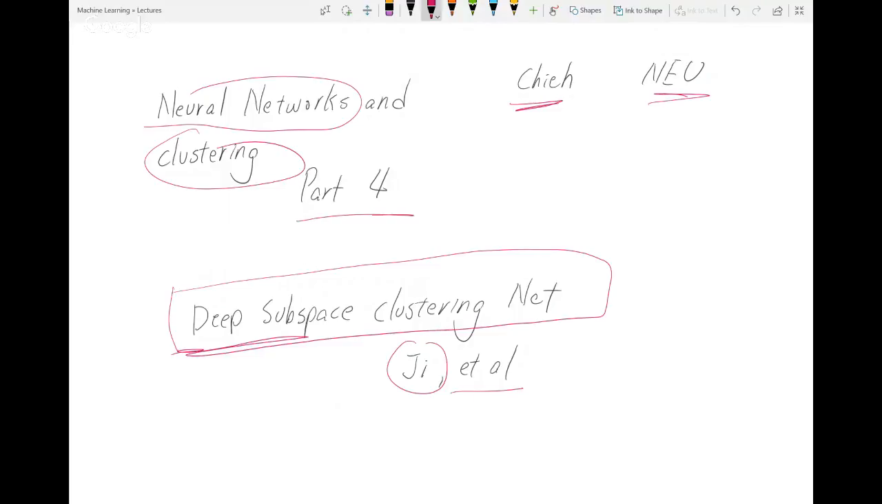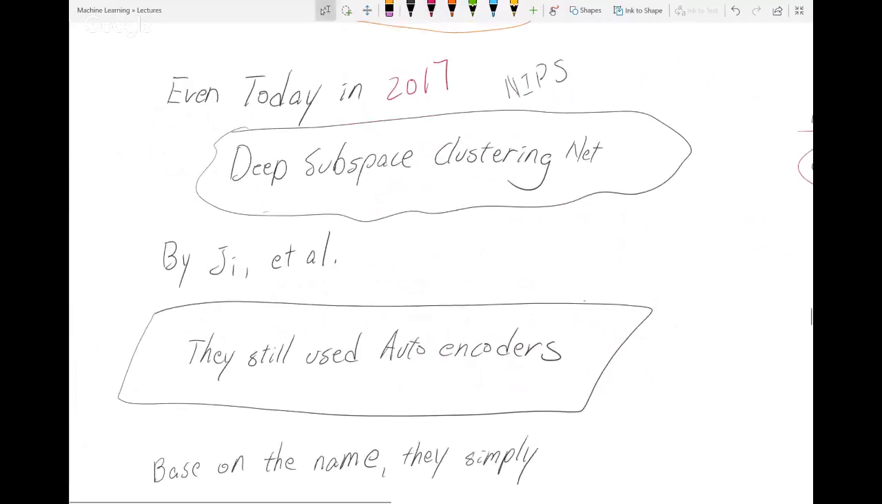I don't remember if it was published, but it's definitely from 2017. So today we're going to talk about this paper here. I'm not sure if it was published, I probably should have checked that ahead of time.